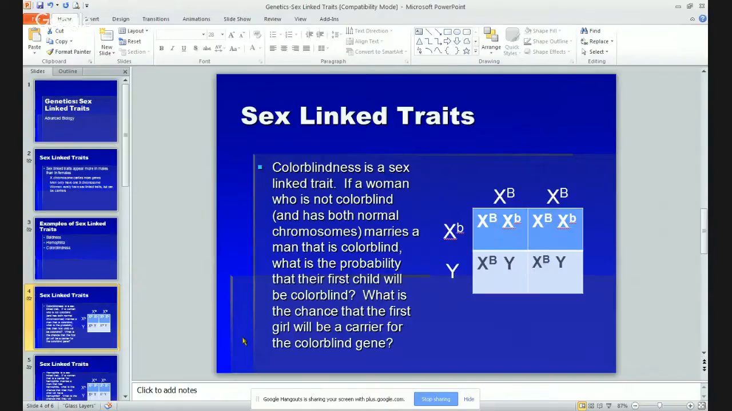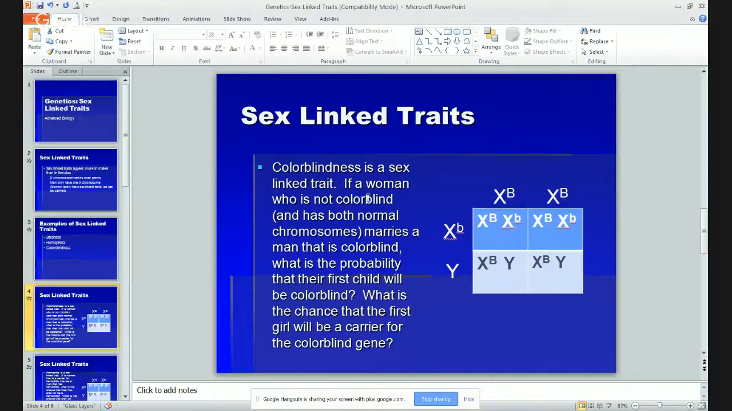Color blindness is a sex-linked trait. I'll always tell you that. I'll say this is a sex-linked trait. So if a woman who is not colorblind and has both normal chromosomes marries a man that is colorblind, what is the probability that their first child will be colorblind? And then what is the chance that their first girl will be a carrier for that colorblind gene?